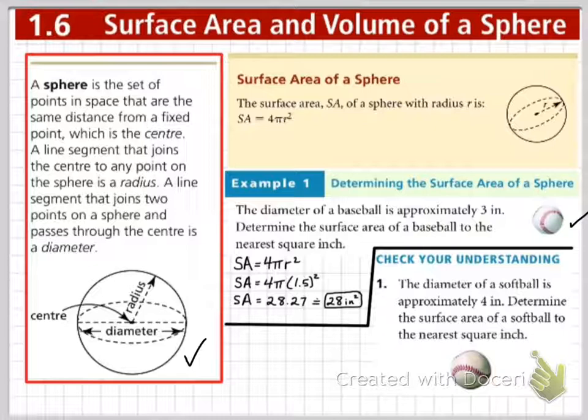Well, we'll take the equation. Surface area is 4 pi r squared. Then we're going to say the surface area is 4 pi times 1.5 squared, because the diameter was 3, the radius is 1.5. Plugging that in our calculator, the surface area is 28.27, or approximately 28 square inches. Go ahead and do the check your understanding on your own.